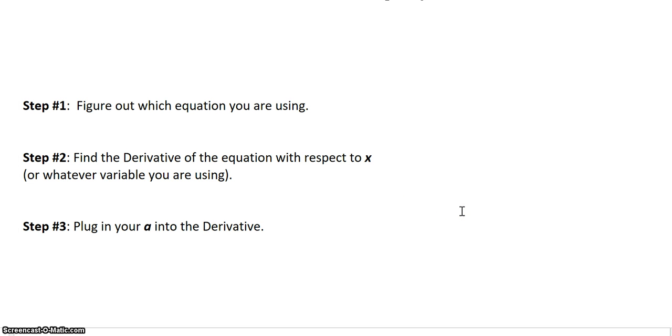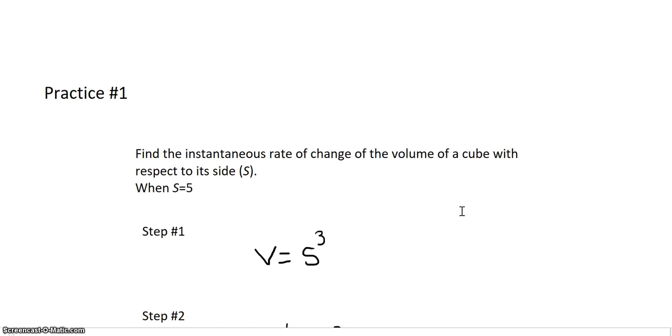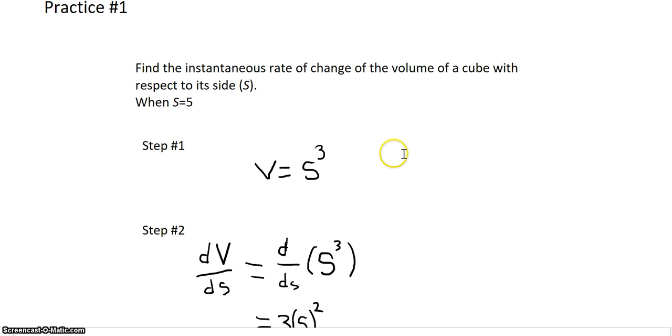And to understand this, we can look at some examples. So if we look at this first question, it's an easy one. Find the instantaneous rate of change of the volume of a cube with respect to its side s, when s equals 5. So it's asking us to find the specific rate of change at point 5 with this equation. If we follow the steps, the first step is to figure out what the equation is that we're talking about. And it's talking about the volume of a cube with respect to its side.